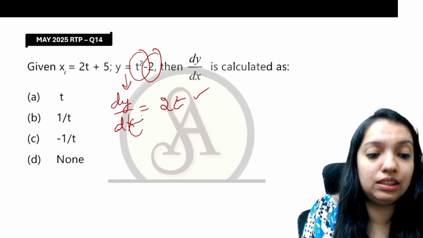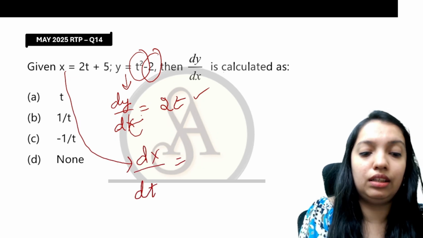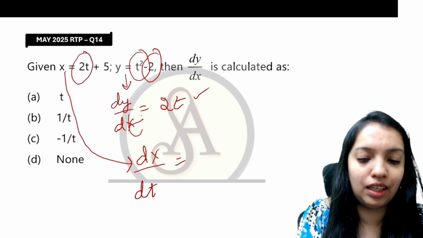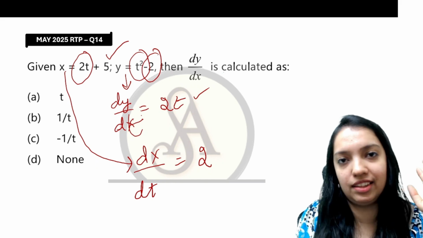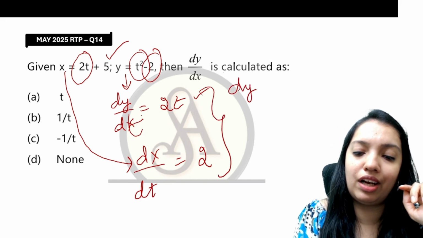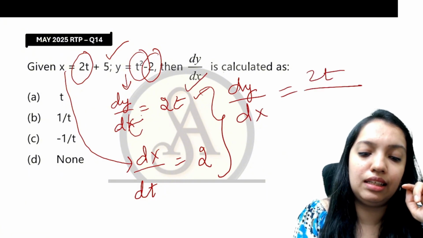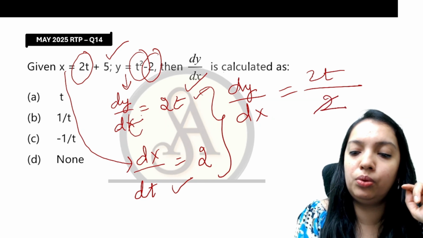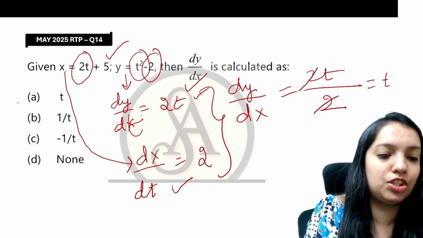Next step, what is the derivative of x with respect to t? Derivative of 2t is equal to 2. Derivative of 5 is equal to 0. So I am not adding 0 once again. They want you to find dy by dx: dy is 2t, dx is 2, and 2 and 2 get cancelled out. Your final answer is equal to t, which is option A.